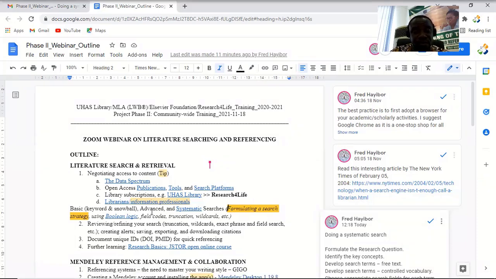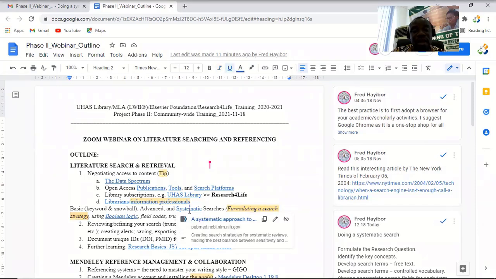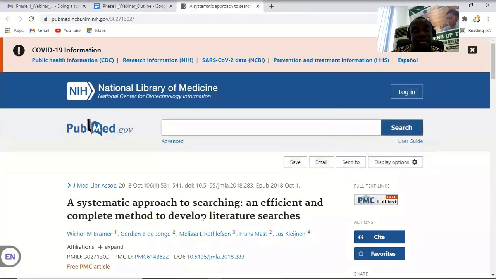So yes, we have already covered basic search and advanced search. We are on systematic search. And as always, I'll draw your attention to the embedded links. You can see these are all links I have put here. So if you click on systematic here, you realize I have actually linked to a PubMed index article titled Systematic Approach to Searching, an Efficient and Complete Method to Develop Literature Searches, right?